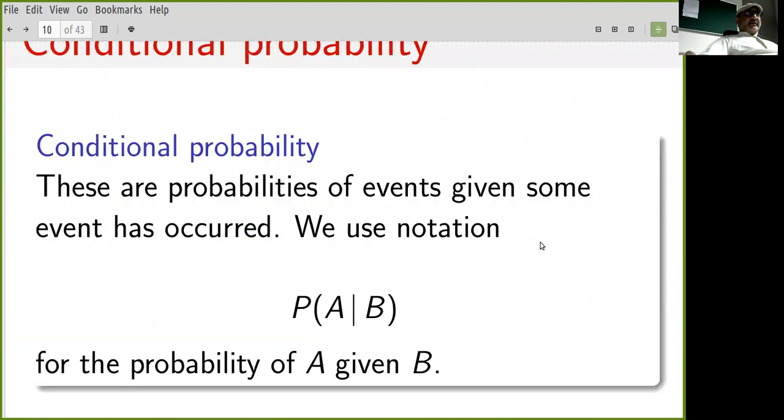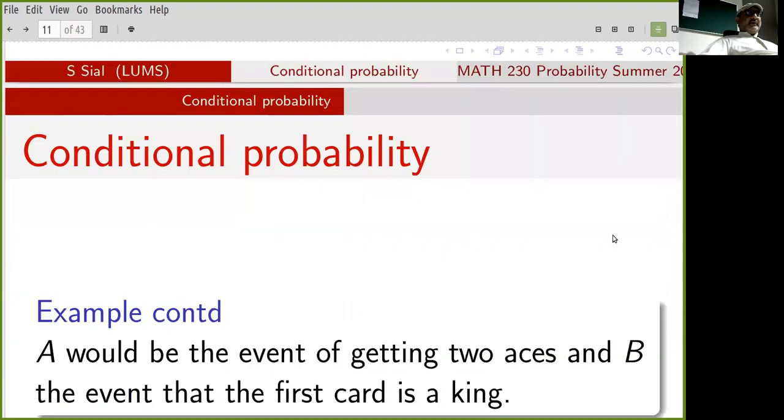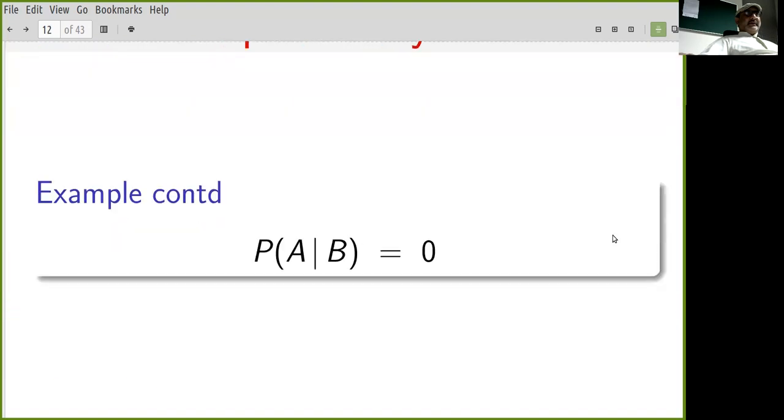Okay. So conditional probabilities are probabilities of events given that some event has occurred. So we use the notation P(A|B), which is read as the probability of the event A given B. So A and B are events, the probability of A given B. That's an example of a conditional probability. Okay, so in our case, the probability of A given B, going back to our example, is 0.